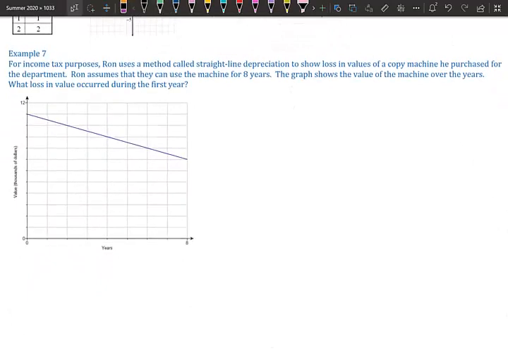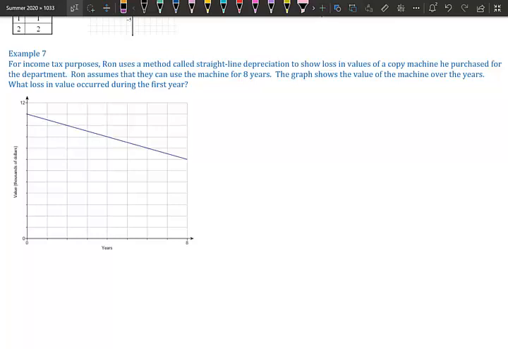Alright, example 7. For income tax purposes, Ron uses a method called straight line depreciation to show loss in value of a copy machine he purchased for the department. Ron assumes that they can use the machine for 8 years. The graph shows the value of the machine over the years. What loss in value occurred during the first year?